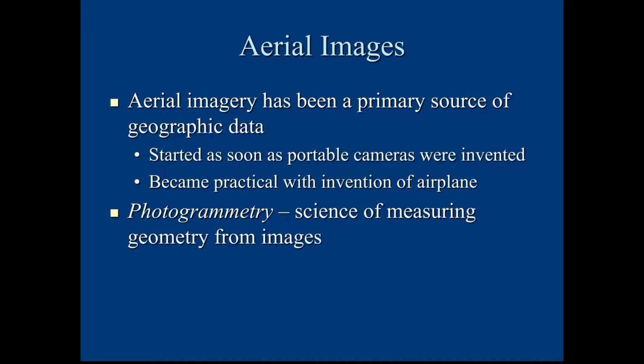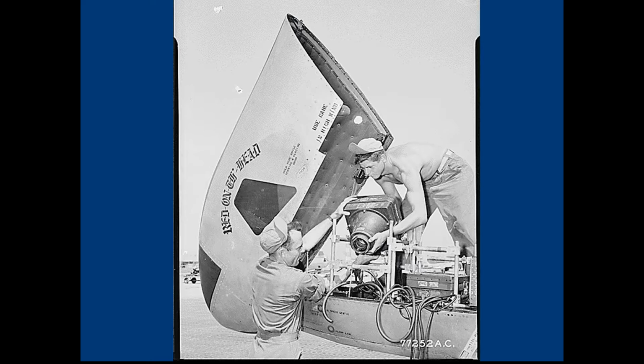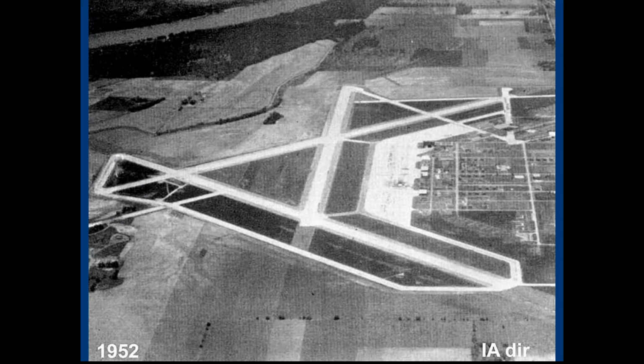Aerial imagery also sparked the field of photogrammetry, which is the science of measuring geometry from images. So here you can see a portable camera that is being loaded up into a military aircraft in order to take aerial images for Department of Defense uses. Something like this would often produce images that look like this. So much lower resolution, but still a lot better picture of an area than you could get from the ground.